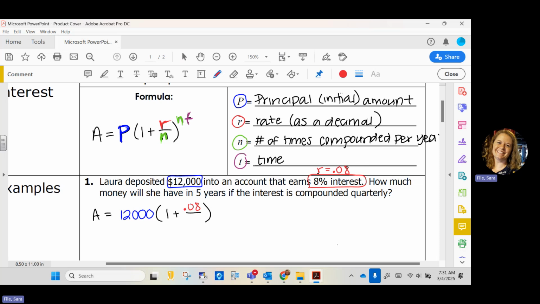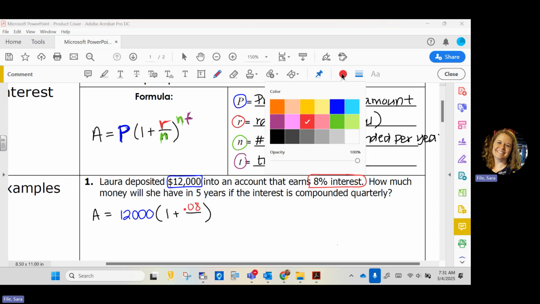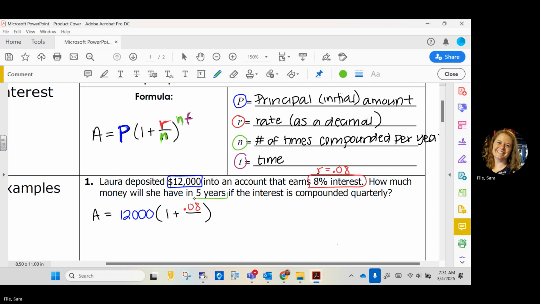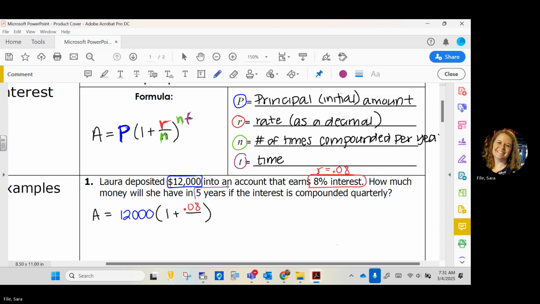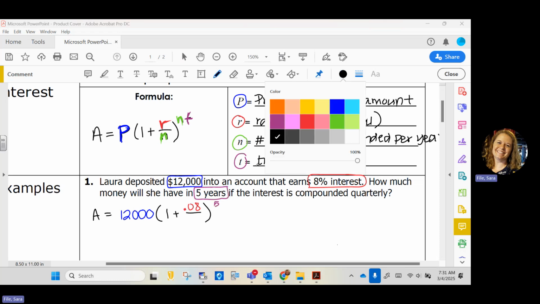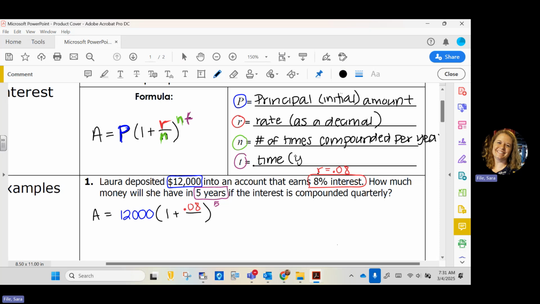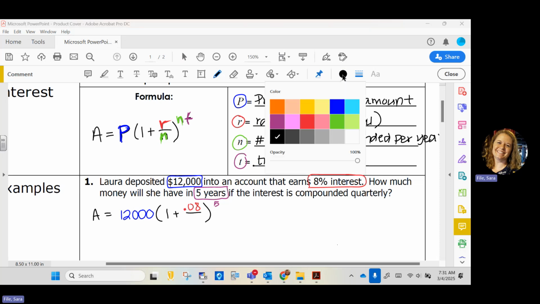Okay, how much money will she have in 5 years? What does 5 years represent? That's the time. Okay, oh, I did that in the wrong color. That's the time, which we're doing in purple. Okay, so 5. And if you want to add up here, your time is almost always going to be in years. All right, and then last but not least, how often is it compounded?